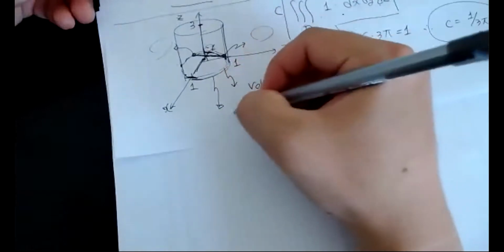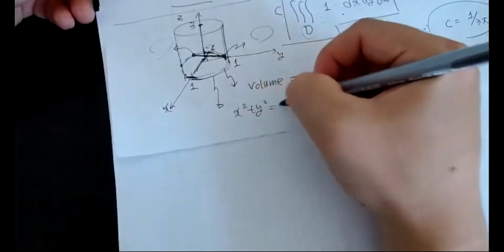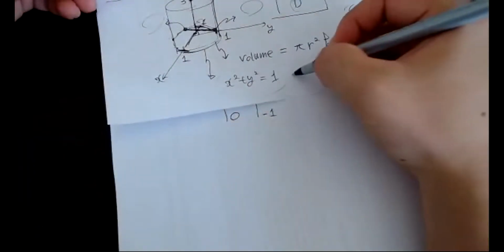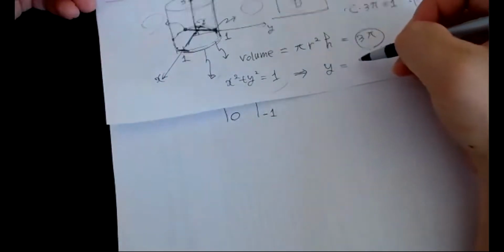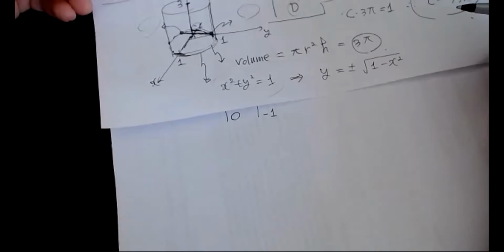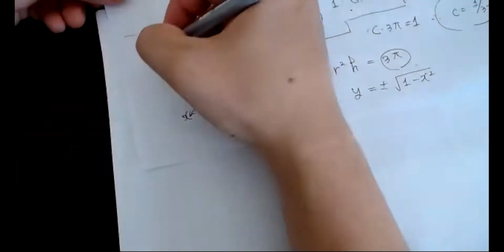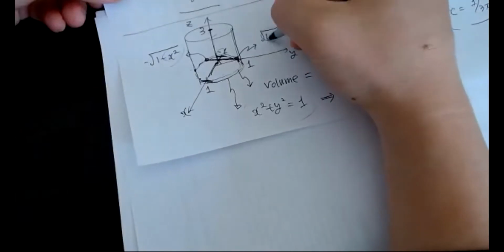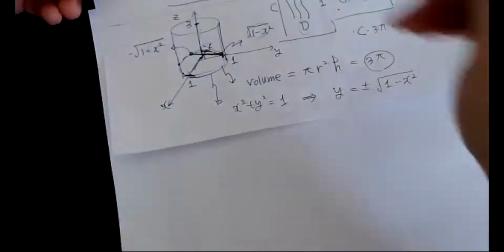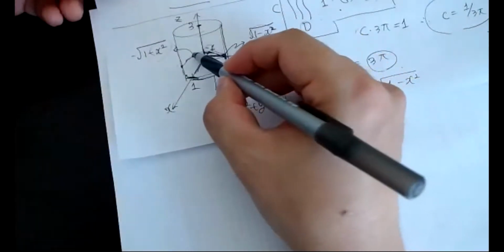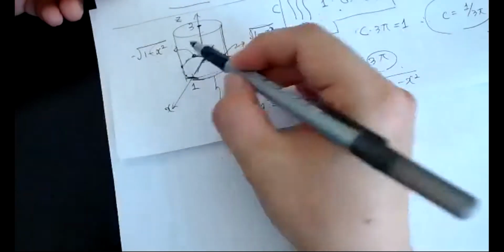So the equation at the bottom is what? x squared plus y squared equals 1, because it's a circle. We know that. Now let me solve that equation for y. Then y is equal to plus or minus the square root of 1 minus x squared. So now you see that the bottom is going to be negative square root of 1 minus x squared, and the top one is going to be square root of 1 minus x squared. So we expressed the upper limit and lower limit in terms of x.